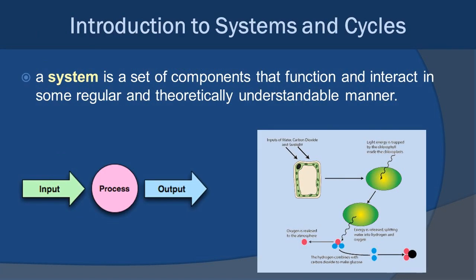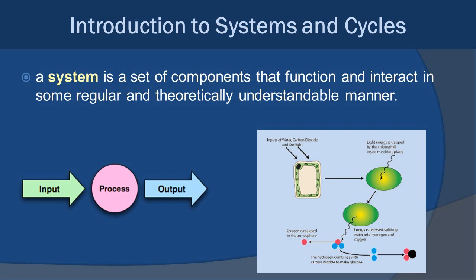A system is a set of components that function and interact in some regular or theoretically understandable manner. Now, scientists use systems and models, for that matter, to try and understand these processes and hopefully predict outcomes that will help us make good decisions in terms of managing resources or understanding how processes work.